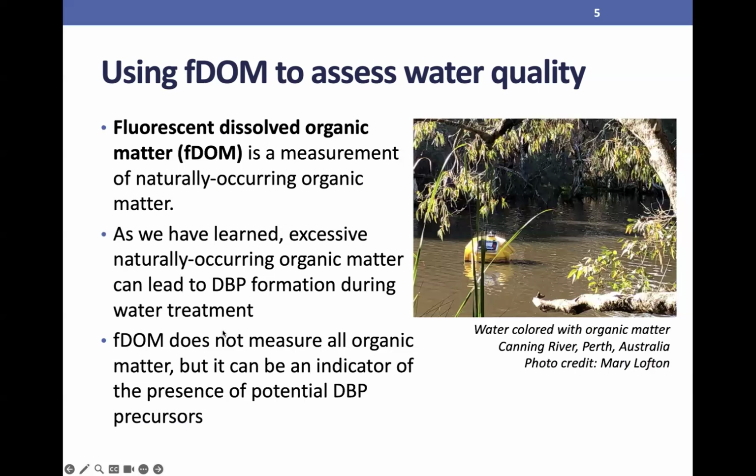Fluorescent dissolved organic matter is a measurement of naturally occurring organic matter in water. And as we have learned, excessive naturally occurring organic matter can lead to DBP formation during water treatment. Thus, while FDOM does not measure all organic matter or all DBP precursors, it can be an indicator of the presence of potential DBP precursors.